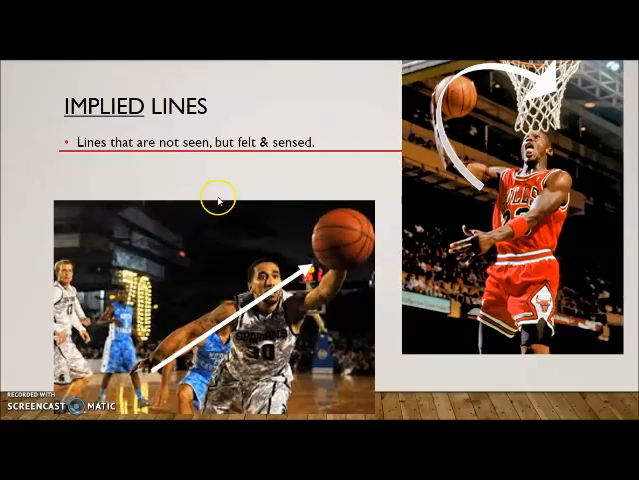Implied lines, however, are lines that are not seen. Unlike actual lines, these lines are felt and sensed. Like we can sense a line can be drawn with this picture here of the basketball player jumping towards the ball, or this basketball player jumping to dunk the ball into the hoop.